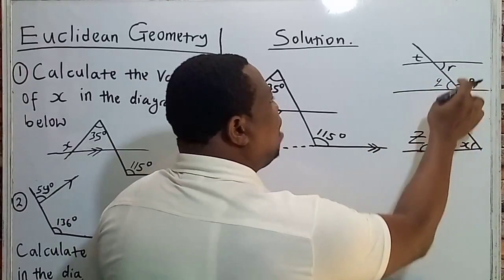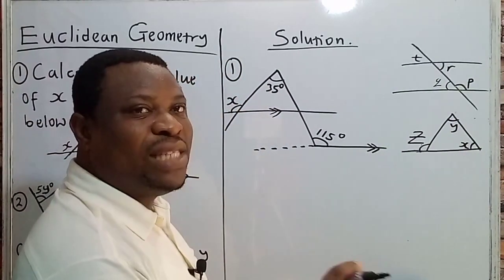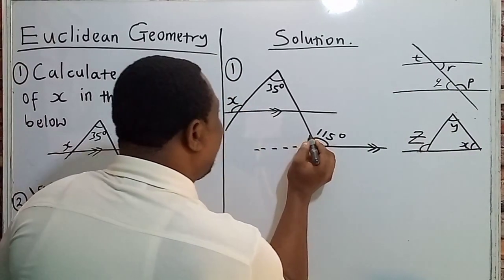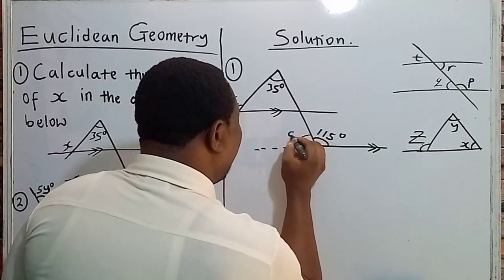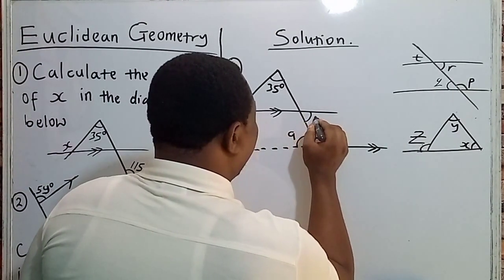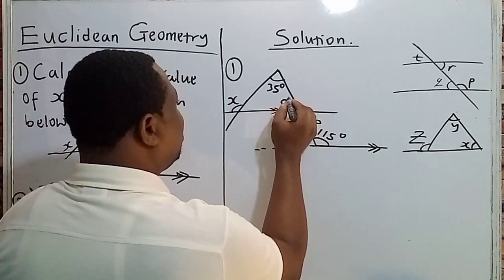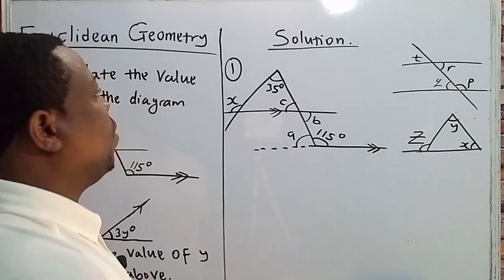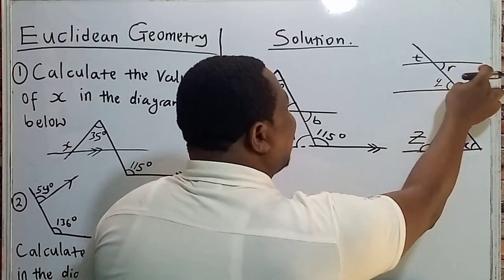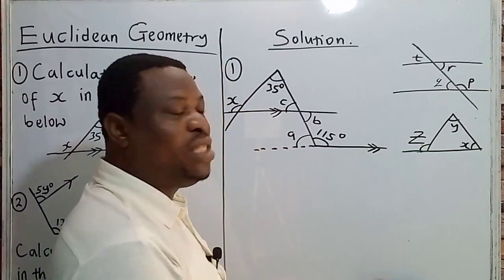This is a straight line. If I add angle P plus Q, I am going to get 180 degrees because they are on the same straight line. So therefore, permit me to call this angle A. Then I'm going to label here angle B. Then I'm going to label here angle C. Now, watch out what I'm about to achieve with this. We have said that this and this are on the same straight line. Therefore, they will add up to give us 180 degrees.